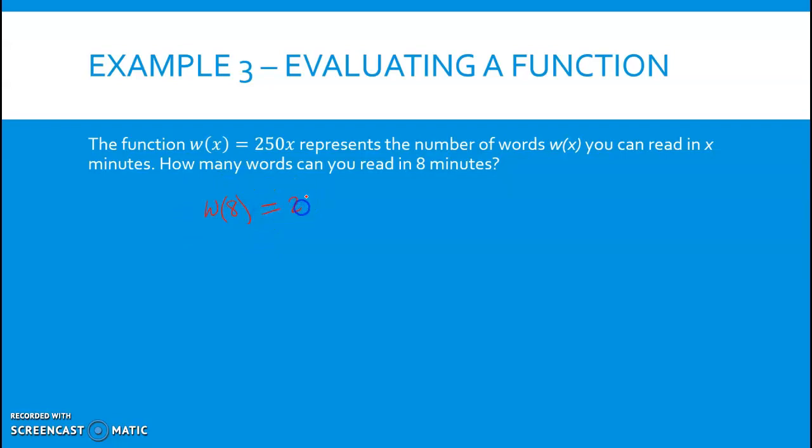equals 250 times 8. Now, I'm not doing anything with this here. This just stays W of 8. That, again, tells me what I plugged in for x. And all I have to do is take 250 times 8. You can do that in the calculator. And we get 2,000.